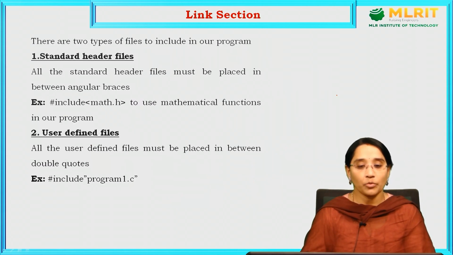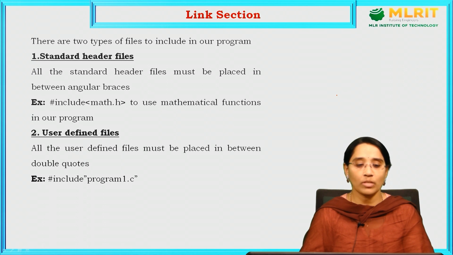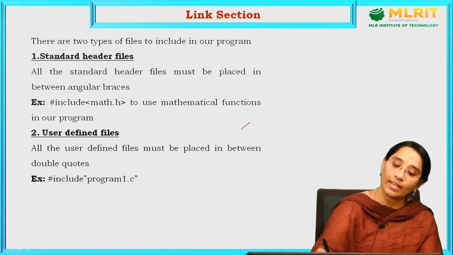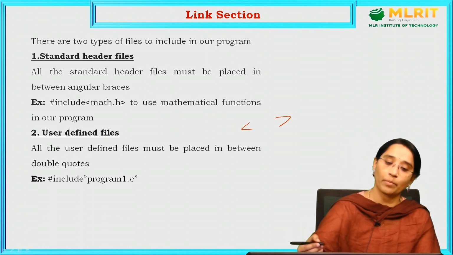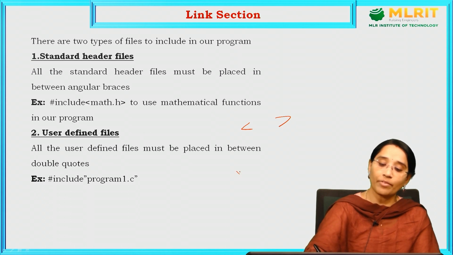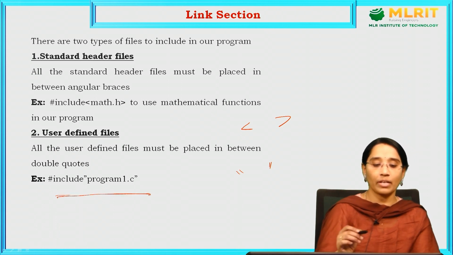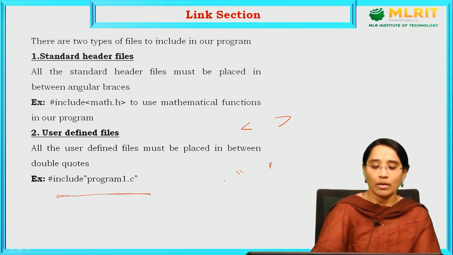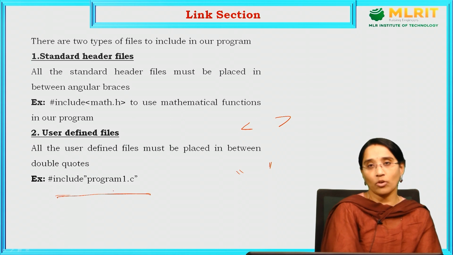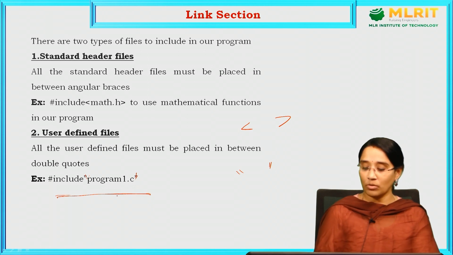Next, there are two types of files to include in our program: standard header files and user defined header files. Standard header files are included in angle brackets. We are the users, and you can define your own header file. This is the example I have given here: hash include program1.c. Program1 is already a file created by me, so it is in double quotes. You will include all the user defined files in double quotes.